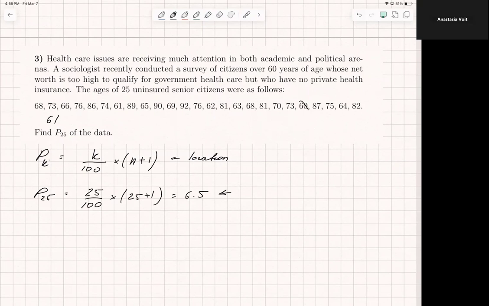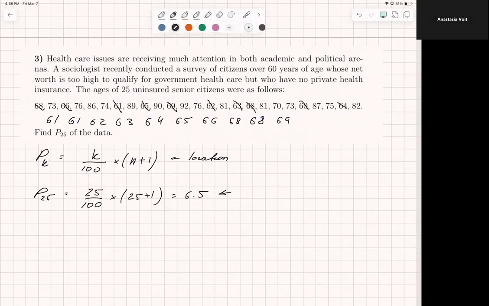Okay, so we have 61, then 62. I saw it somewhere here. 62, then 63, then we have 64, and then we have 65, 66, 68 two times, 69, this one. Okay, how many do we have? 1, 2, 3, 4, 5, 6, 7, 8, 9, 10.